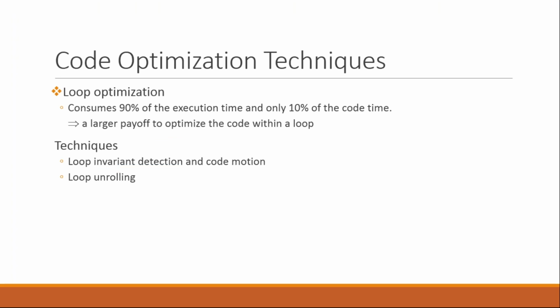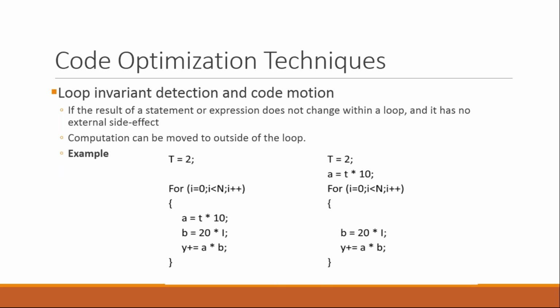Now, loop invariant detection. Same example. The sentences which are not relevant to your for loop can easily be moved out of the loop. It is the same method we discussed in code motion. We can move our sentence out of the for loop.